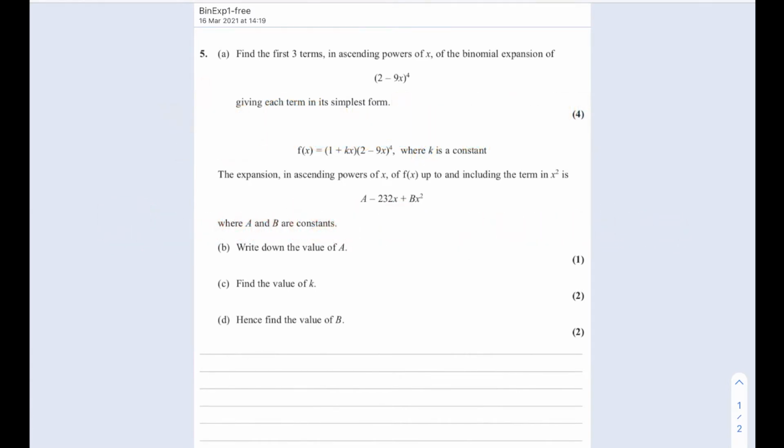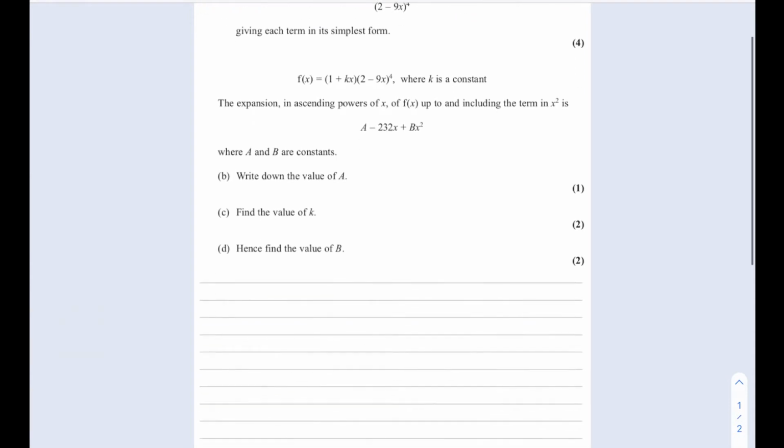In this video, I will show you how to answer this question. This is an exam question from Edexcel's C2 May 2016 paper. Of course, the modular approach to examinations no longer exists, but binomial expansion is still on the linear delivery, so it's well worth practicing. Part A, worth 4 marks, asks you to find the binomial expansion of (2 minus 9x) to the power of 4, the first 3 terms in ascending powers of x.